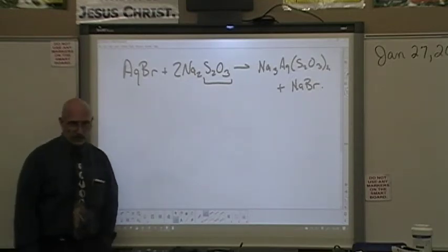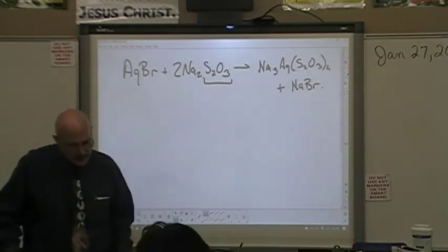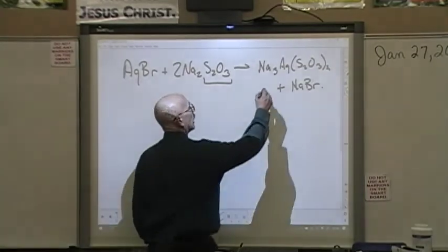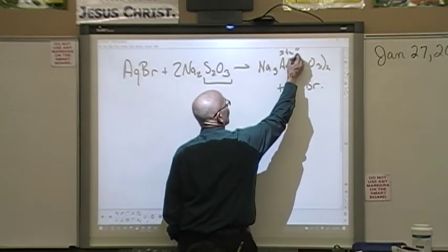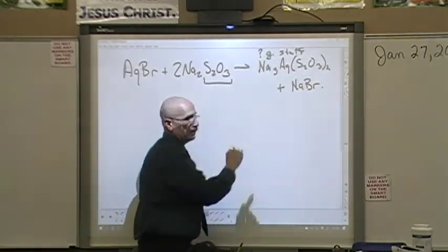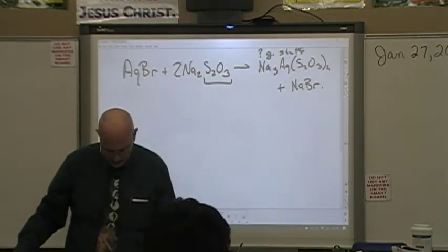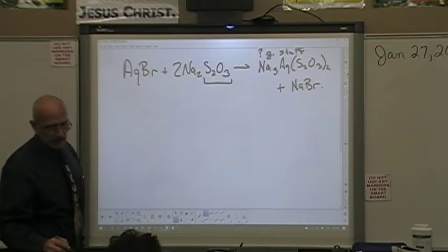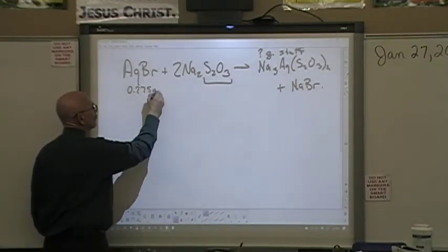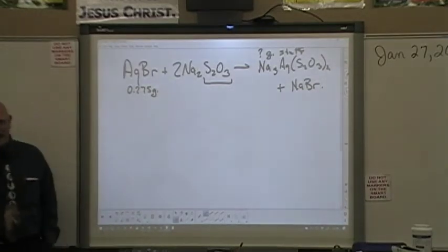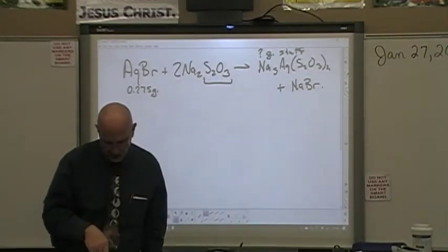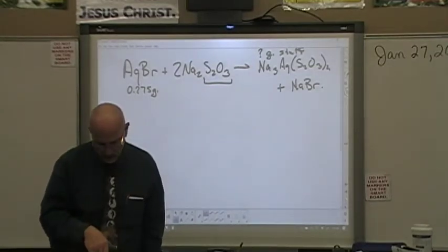You'll see it frequently. The question here says, determine the mass of this stuff. I don't know how to pronounce that, so I'm going to call it stuff. How many grams of stuff are produced if we start with 0.275 grams of this? Quick review from last week. We're going to do a stoichiometry problem here, and this is not a limiting reactant problem.